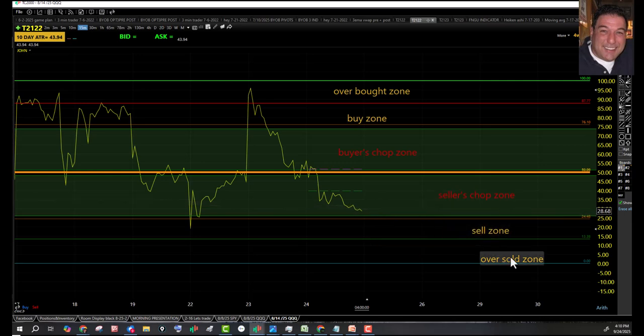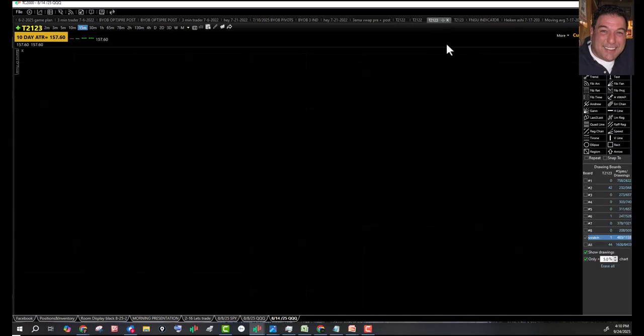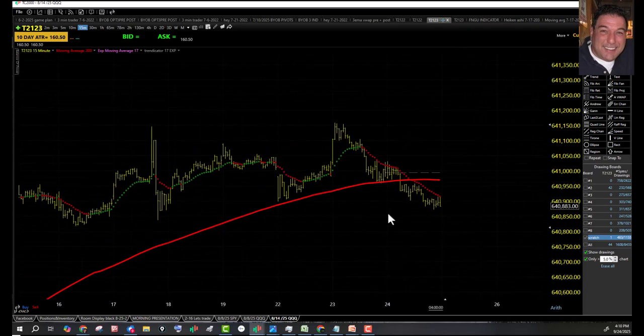Okay, should be interesting tomorrow. See if the market will find anything pretty out of GDP. We'll find out. This is T2122. You can see we're ending the day inside the seller's chop zone, almost knocking on the door of the sell zone. T2123. Yep, selling from the beginning of the day to the end of the day here on T2123.